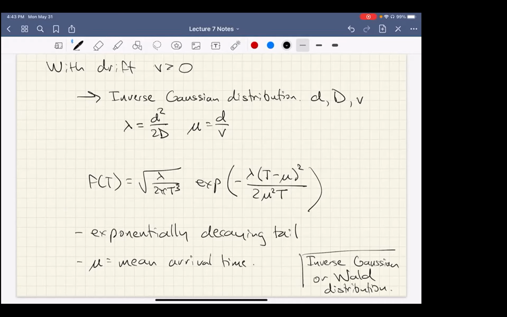Okay, so in the next class, we'll talk a bit about absorbing receivers.